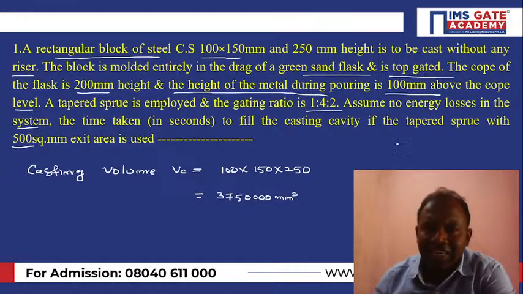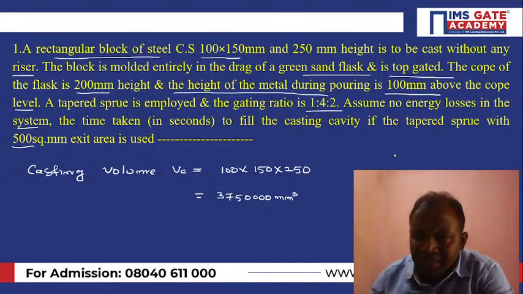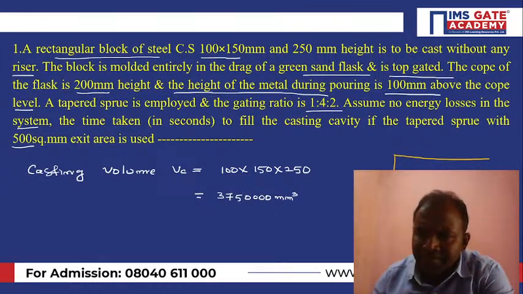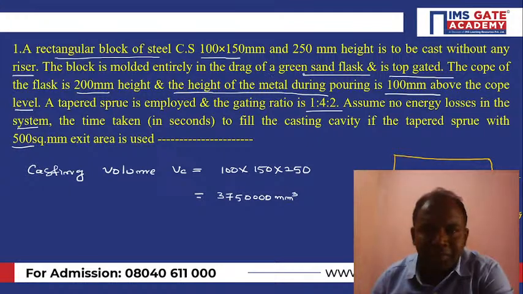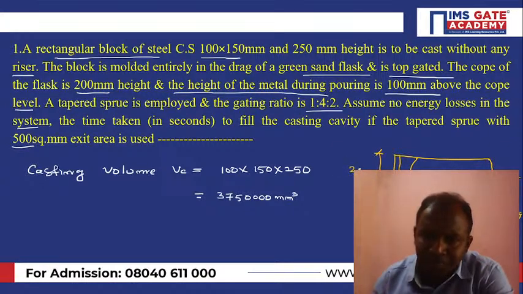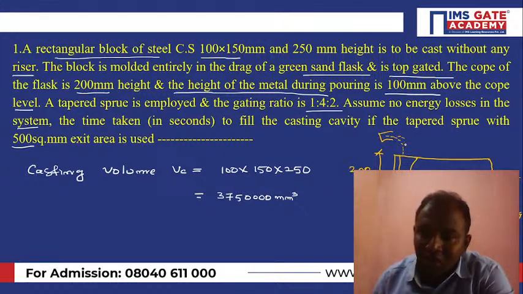What is given? The block is entirely in the green sand flask and the height of the flask is given. For this, you just construct a small diagram. This is the mold casting, two mold boxes. What they said in the problem is the casting is entirely kept in a drag. As we know, this is the cope and this is the drag. The volume is completely in the drag box only, top gated. Top gated means it is a top gate. Now the cope height is given, that is 200 mm. During pouring, the molten metal is poured into this, and this height will be 100 mm.